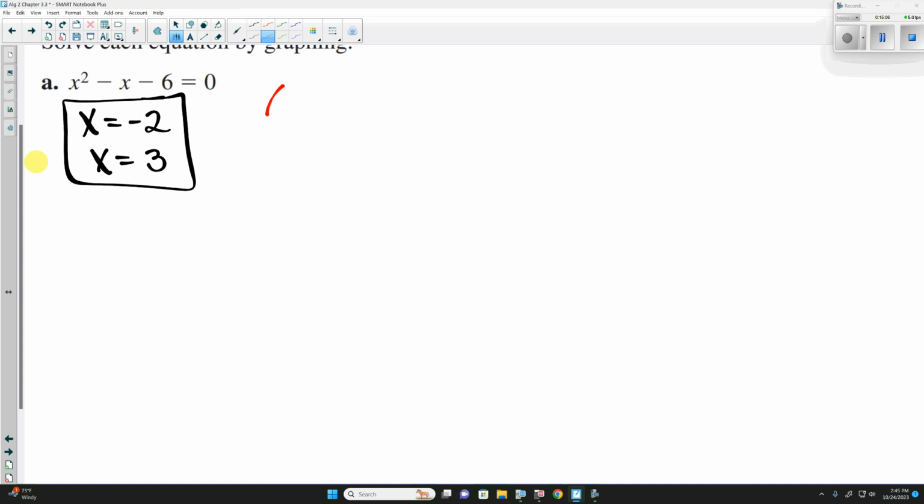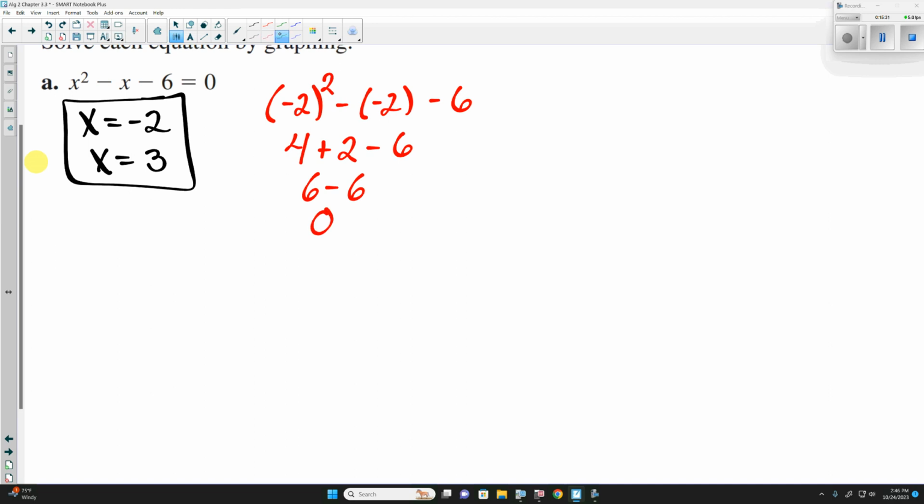We can check this by plugging negative 2 in for x. So negative 2 squared minus negative 2 minus 6. Well, negative 2 times negative 2 is 4. Minus negative 2 would be plus 2, minus 6. Well, 4 plus 2 is 6, and 6 minus 6 would be 0. We can do the same thing for 3.